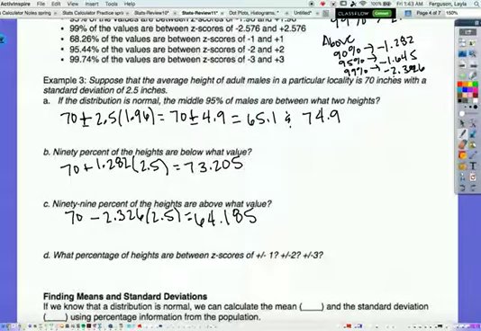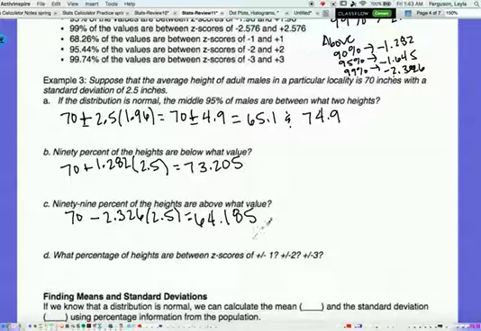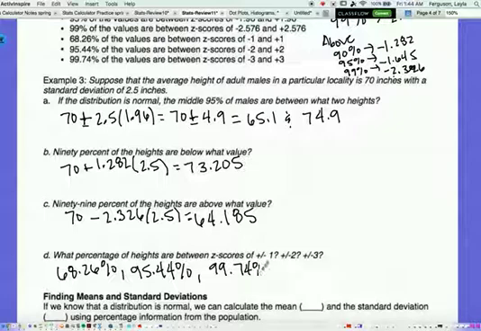D says what percentage of heights are between z-scores of plus or minus 1, plus or minus 2, plus or minus 3. So plus or minus 1 would be 68.26% here. 2 would be 95.44%. And plus or minus 3 would be 99.74%. And these are all respectively.